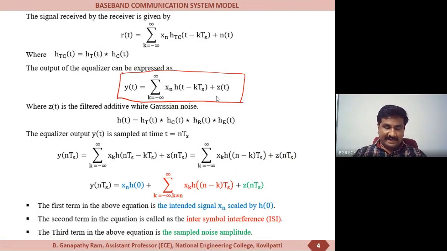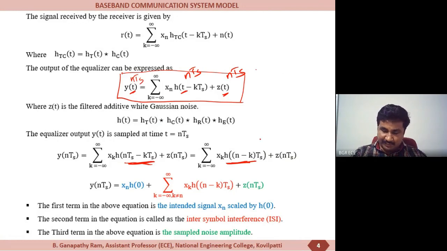So at that time, if you substitute t equal to n Ts here, you have to substitute n Ts in these places. So you will get x_k into h of (n Ts minus k Ts) plus z of n Ts. Here Ts is common, so you can take it outside. So this will become h of (n minus k) into Ts.